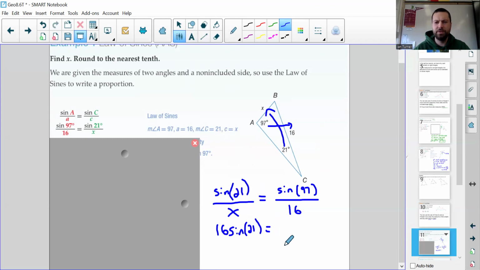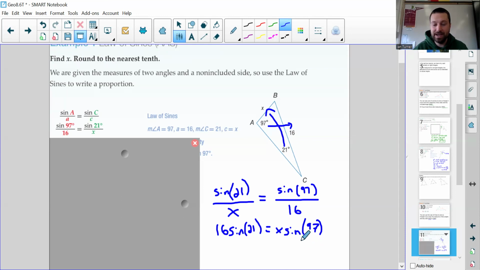Who said cross multiply too? Sounded like Gemma. I think Gemma called that one out. Nice. And then we get x times the sine of 97. Okay, now we just got to solve for x.